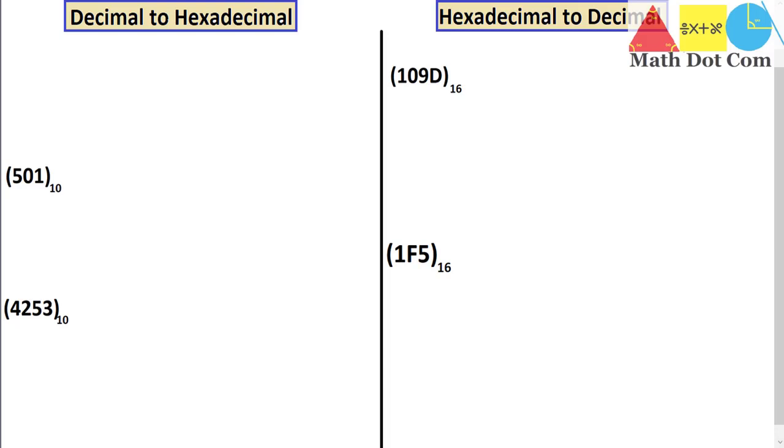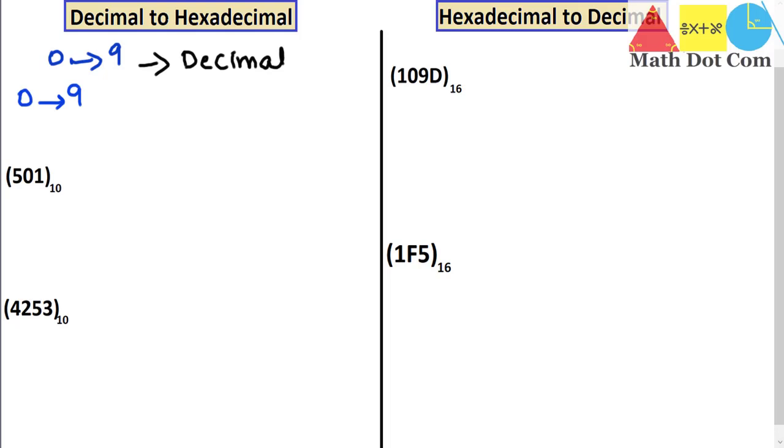Before converting, there are some points you have to keep in mind. Decimal is the number system with base 10, and hexadecimal is the number system with base 16. In decimal we have the numbers from 0 to 9, and in hexadecimal we have the numbers from 0 to 9, similar to decimal, but after 9 there is a replacement of the numbers with alphabets.